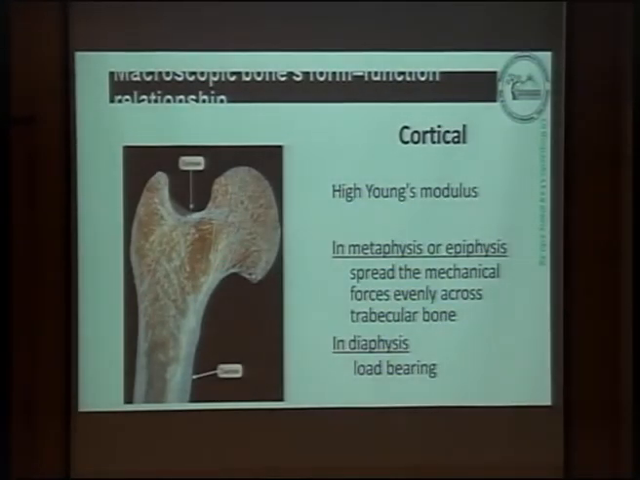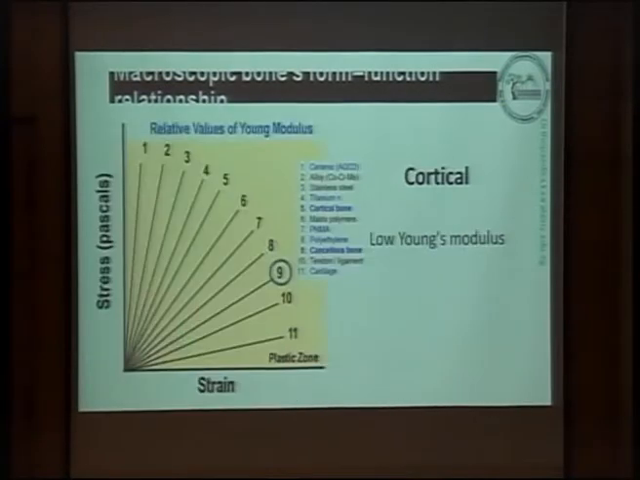So if we look at the cortical bone in the metaphysis, when you apply a force to it, it's responsible for the distribution of force evenly across the spongy bone below it. So it's there in the metaphysis or the epiphysis to distribute the stresses evenly across the other type of bone. While in the diaphysis, it's responsible for load bearing and taking the loads and standing still in front of the high stresses that it takes.